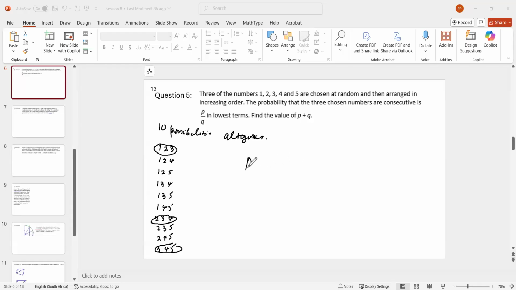So the answer is, well, the probability, actually. They ask you, what is the probability? You only got 3 successes out of 10. 3 out of 10. And it's written as P over Q. So in lowest terms, this is already in lowest terms, so that's fine. So here you have P must be equal to 3 and Q is 10. And the question is, find P plus Q.